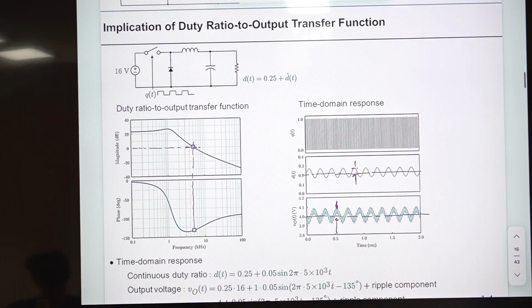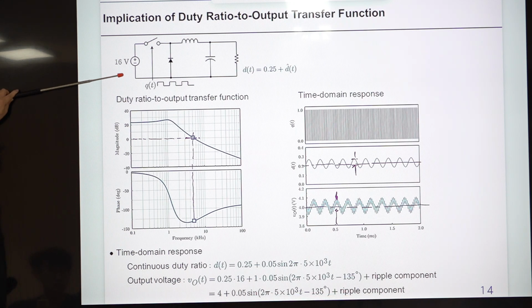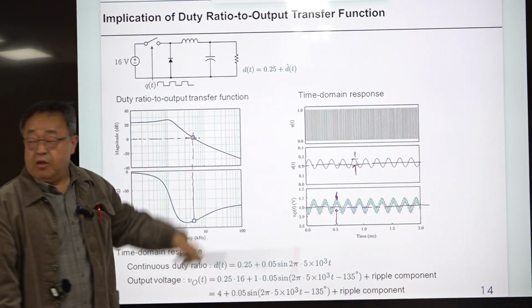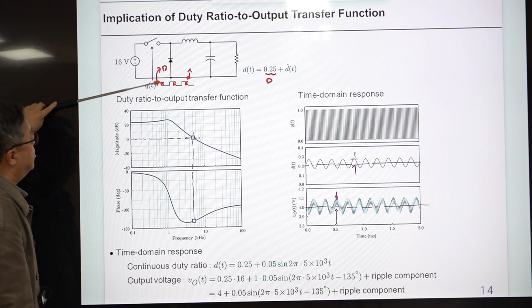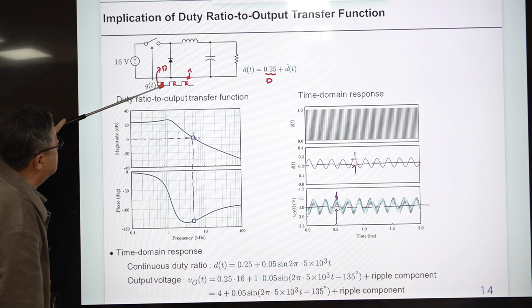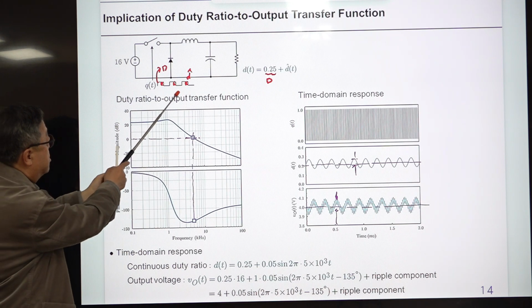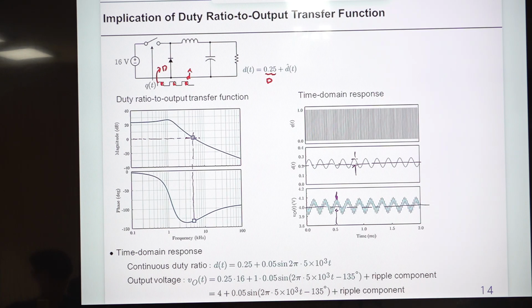And the implication of duty ratio to output transfer function is very similar to the previous case. Here, this is fixed, but duty ratio is changing, right? Maybe duty ratio is changing cycle by cycle. Maybe this part is changing, and the other part remains the same. The length of this can be considered as steady state duty ratio D, which is 0.25 here, and this varying part is D hat. So in terms of graphics, this D represents steady state duty ratio, and this shaded one, the varying part of the on time, is represented by D hat, the small signal change in duty ratio.